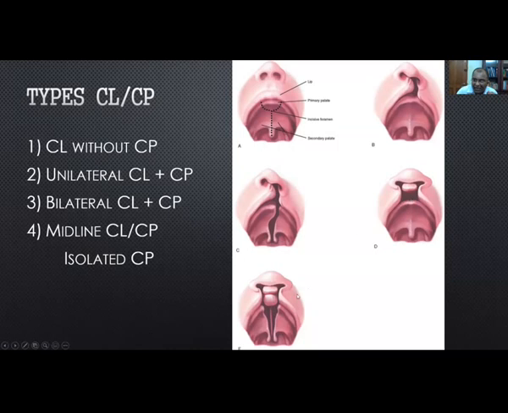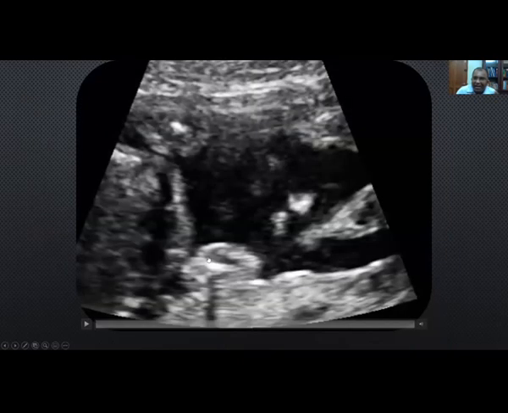As you can see over here, bilateral clefting, or whether it involves only the palate alone, isolated cleft. This descriptive passing on of information is important.